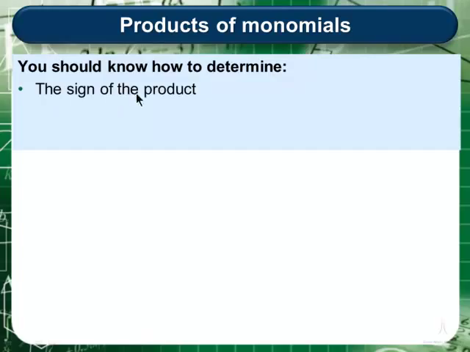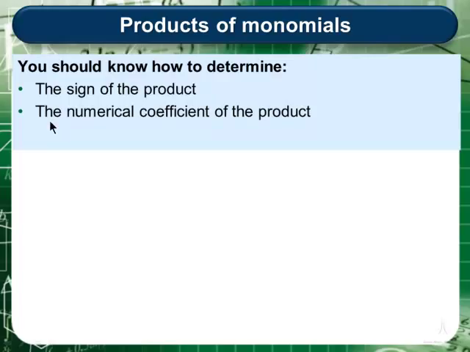Let us consider the products of monomials. In order to find such products, you should know how to determine the sign of the resultant product. That is, when we multiply two negatives or two positives together, the answer is positive, and multiplying two opposite signs together, the answer will be a negative.